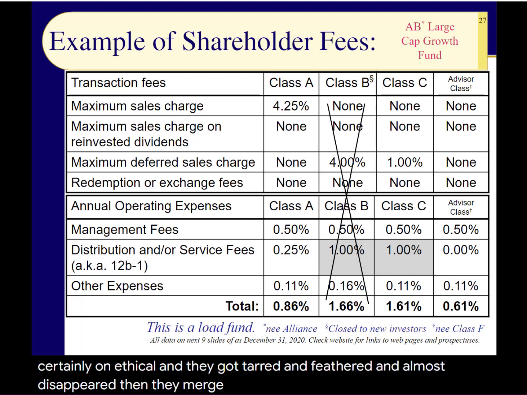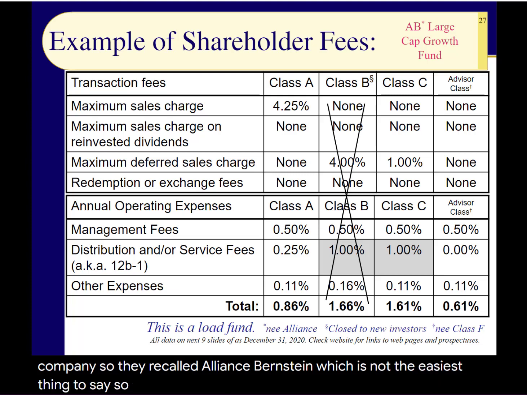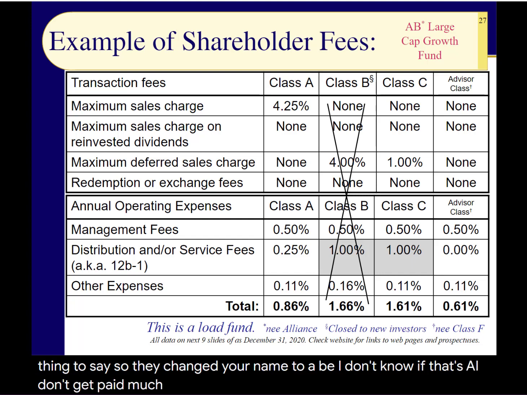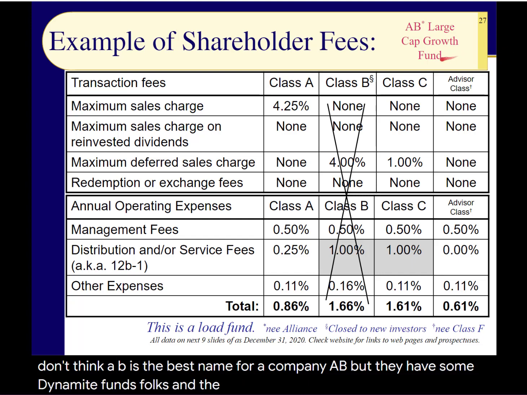Then they merged with a company called Samuel Bernstein. I forget the exact name of that company. So they were called Alliance Bernstein, which is not the easiest thing to say. So they changed their name to AB. I don't get paid much, they only ask for my opinion on marketing, but I don't think AB is the best name for a company. But they have some dynamite funds, folks. And the large cap growth fund is one of their best.